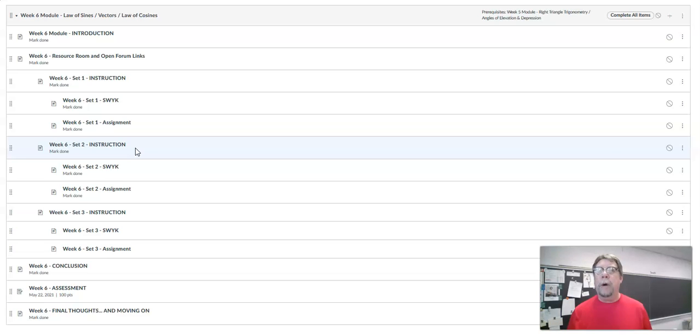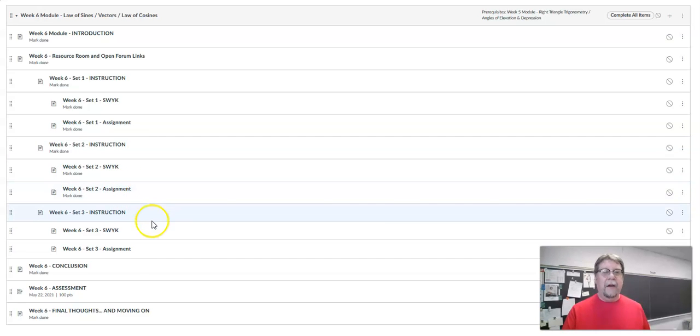And then we'll look at something called component form. How can I write vectors in different forms? And we're going to look at that. You'll be doing more with vectors in later math classes, so we're going to introduce you to vectors this time around. And then we will have a SWIC over that information as well as an assignment.